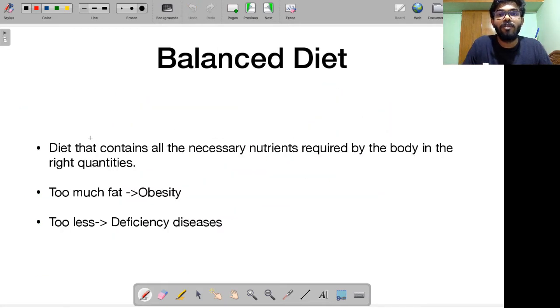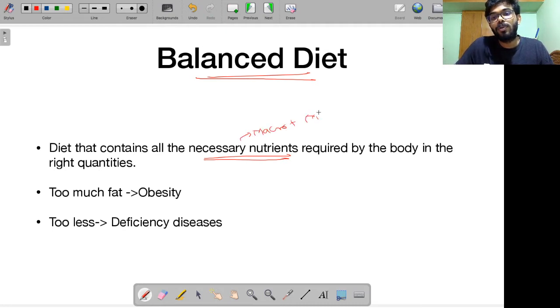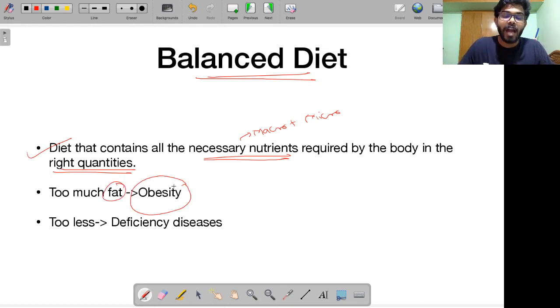Okay? So that's why we focus on something called a balanced diet. Okay? Diet that contains all the necessary nutrients, that is macronutrients plus micronutrients, or major nutrients plus minor nutrients, in the right quantities. Okay, so this is what we call a balanced diet. Remember, if you eat too much amount of fat, this will result in obesity, and in fact, if you take too less of these nutrients, this will result in something called deficiency diseases.